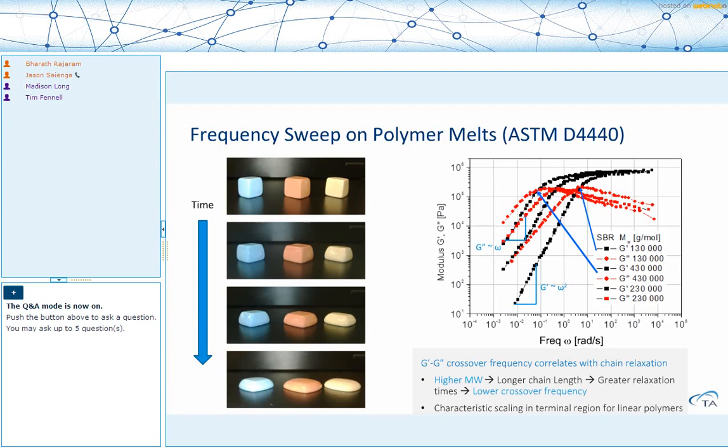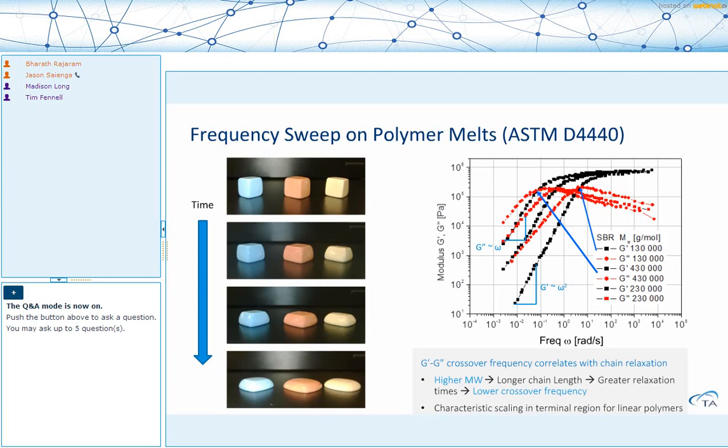So as you start to increase the molecular weight, you're now dealing with longer chain lengths, which means you have greater relaxation times. And longer times means that the crossover frequency shifts to lower and lower frequencies. The arrows call attention to the point of crossover for the lowest and the highest molecular weight studied in this data, and you can see there's almost 2 orders of magnitude difference between those two. The higher molecular weight takes a much longer time to relax than the lower molecular weight.